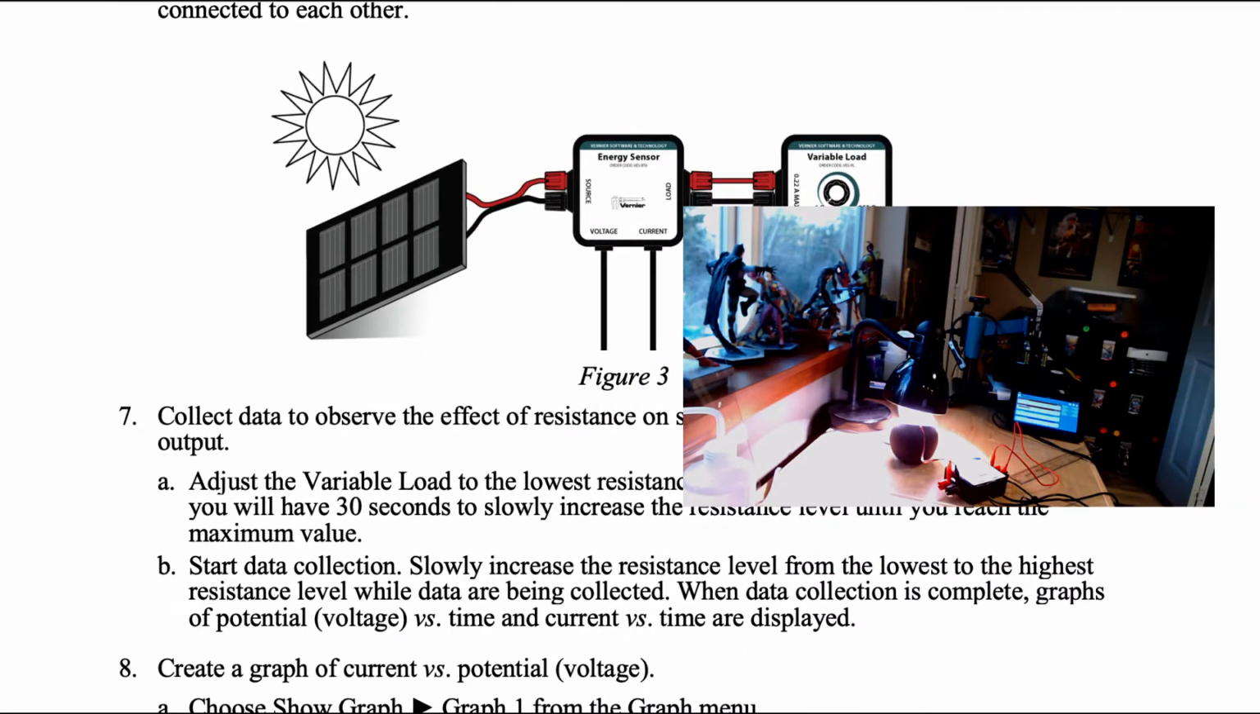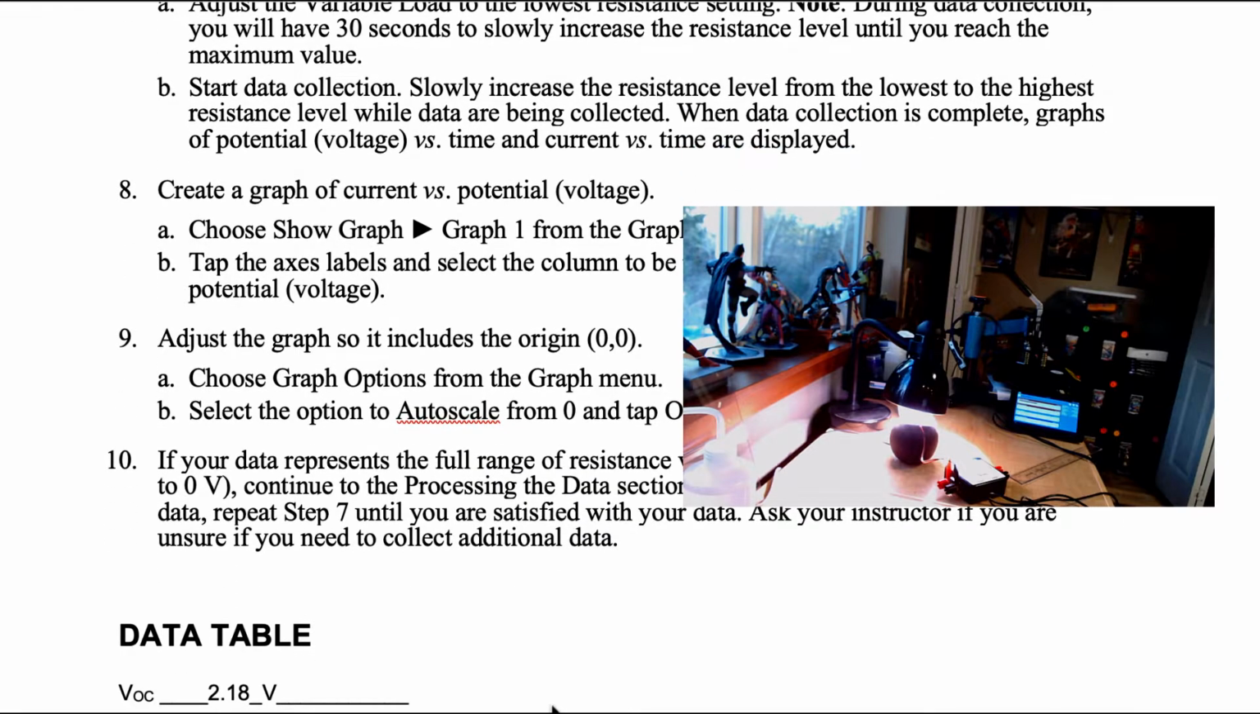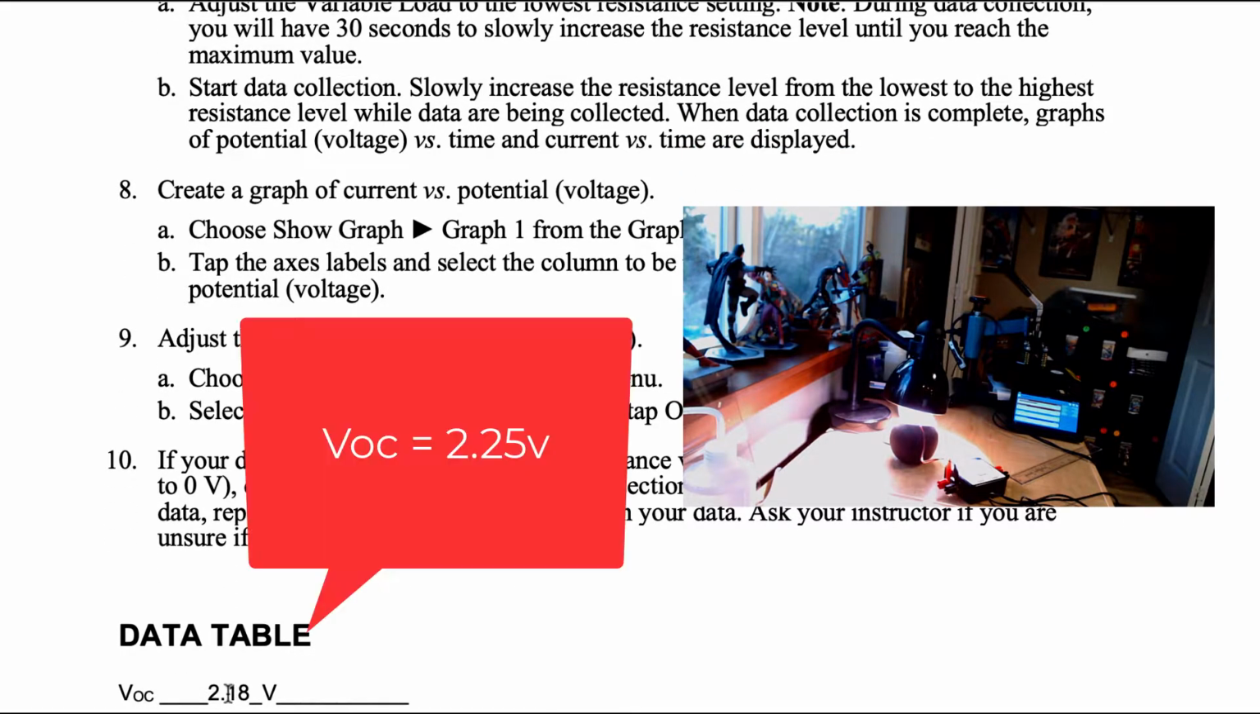All right, so we're going to go ahead and get the open circuit potential and the ISC, short circuit current. So no load at all, hooked up to the device. I get 2.28 volts. So I'm going to write, or 2.25 volts. I'm going to write that here in the data table. So 2.25 volts.